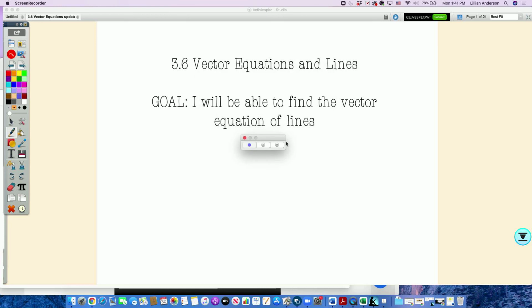Today we're talking about vectors, equations, and lines. Okay, so now we're going to move a little bit more to the application aspect of vectors. We're going to incorporate the properties and how to find angles, and incorporate them into vectors.